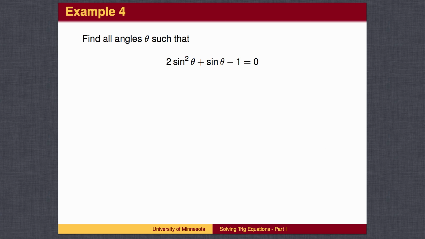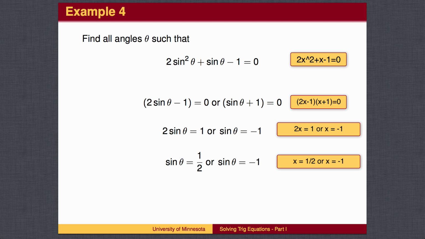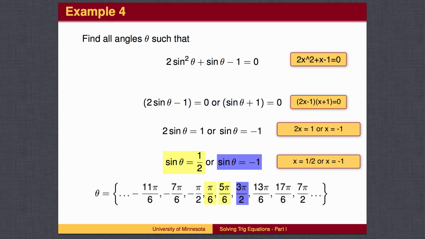This equation is similar to the equation 2x squared plus x minus 1 equals 0, which we would solve by factoring. Here we factor the polynomial, find the solutions for each factor separately, look up the values from the unit circle, and add and subtract full circles.